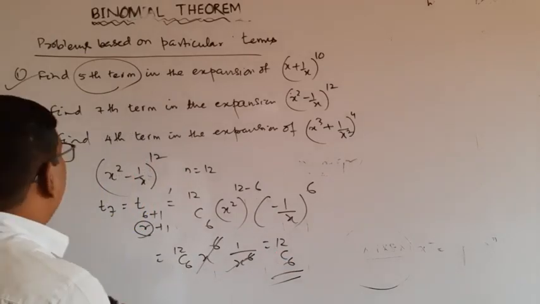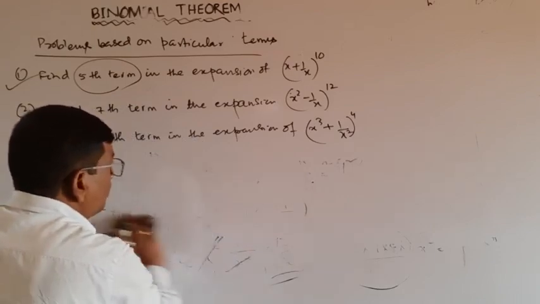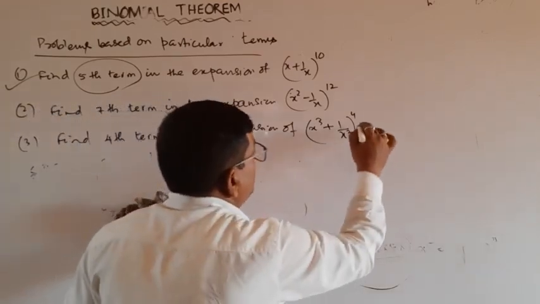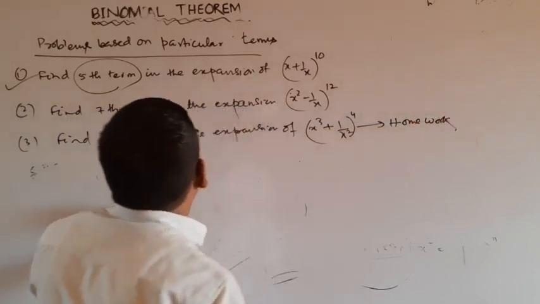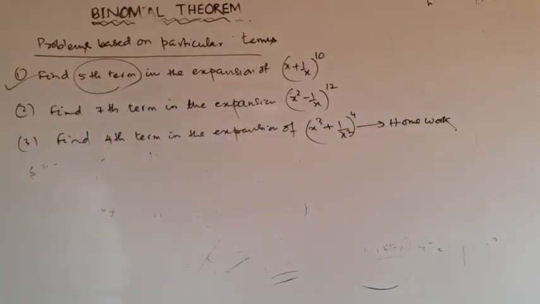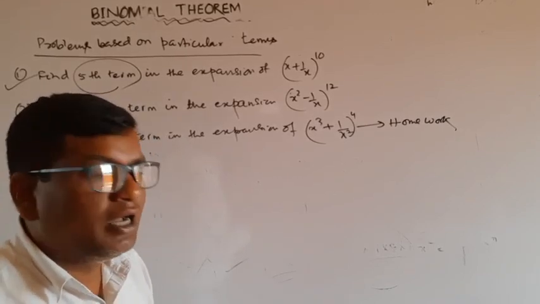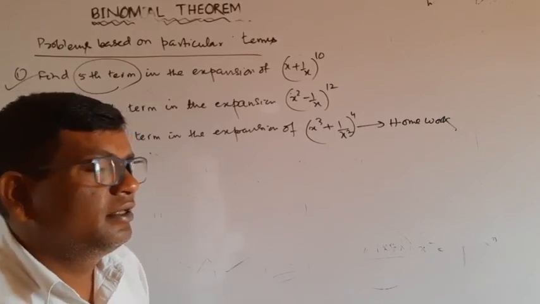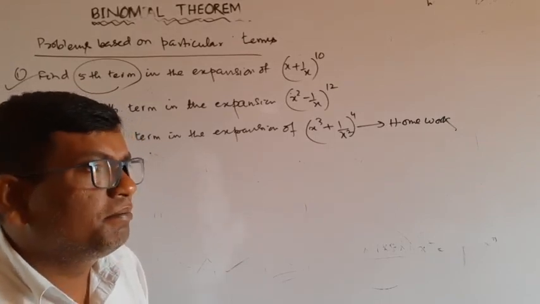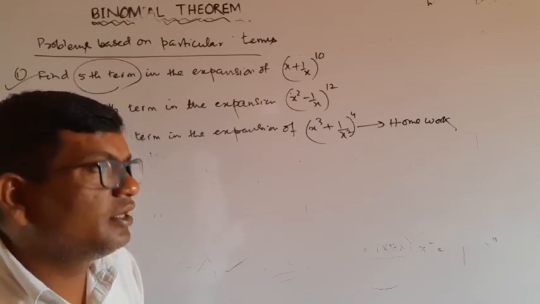Find the fourth term. Question number 3 is homework for you. Now how to find the middle term of the expansion. In the next class we will discuss how to find the middle term of the binomial expansion and how to find the coefficient of the particular powers of the variable, how to find the coefficients.